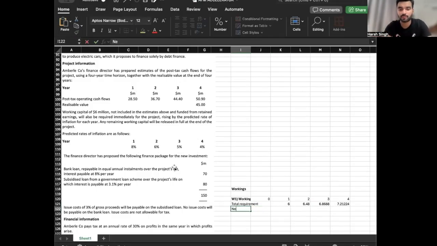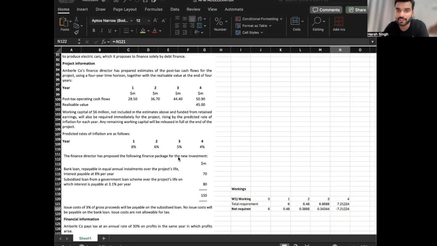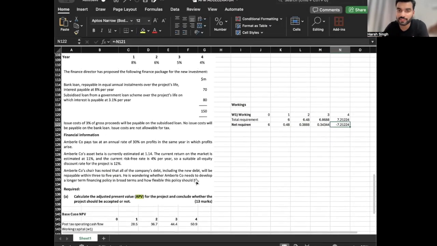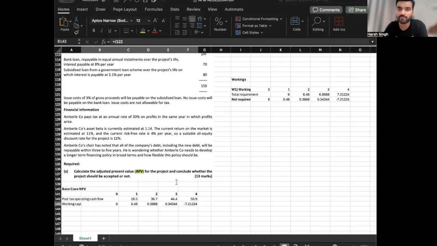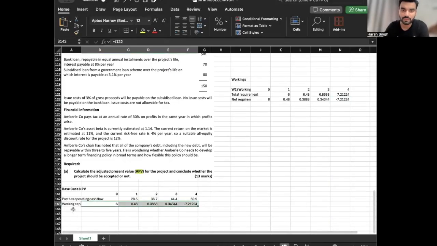So what is the net requirement? Year 0 will require 6 minus 0, same amount. Year 1 I require this minus this, and then it will continue, and at the end I will get this money back. So this is the net requirement that I have for my working capital. Working capital I'll take from here and I'll just drag it and I get all my working capitals over here.